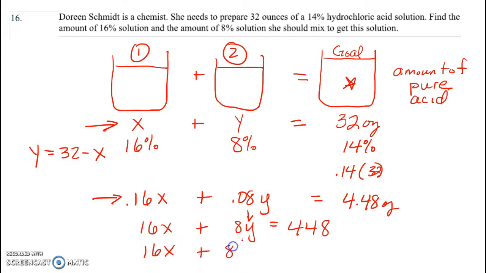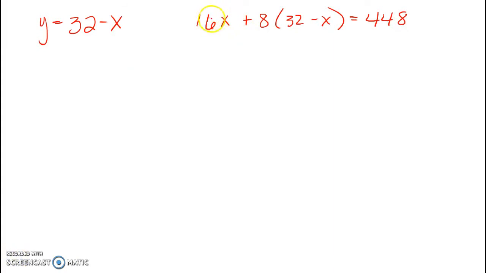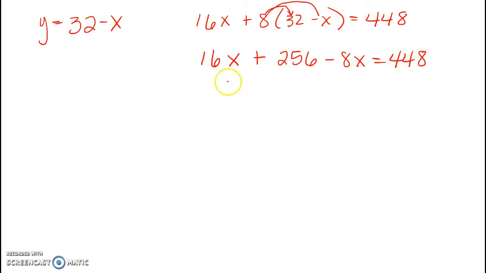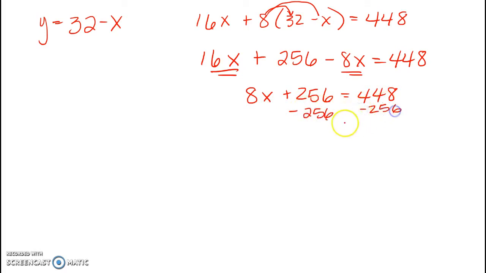16x plus 8 times 32 minus x equals 448. Okay, so now let's distribute our 8. We get 16x plus 8 times 32 is 256. Take your 8 times your negative x, you get negative 8x equals 448. Let's combine like terms. 16x minus 8x is 8x plus 256 equals 448. Let's subtract 256 from both sides. And we get 8x equals 448 minus 256, which is 192. Divide both sides by 8. And x equals 24.